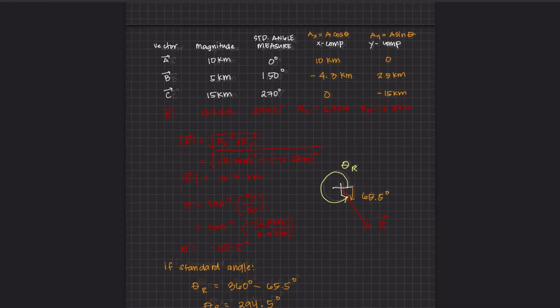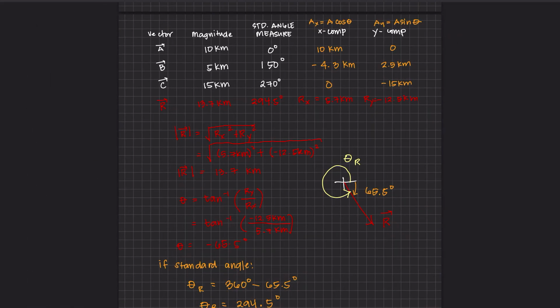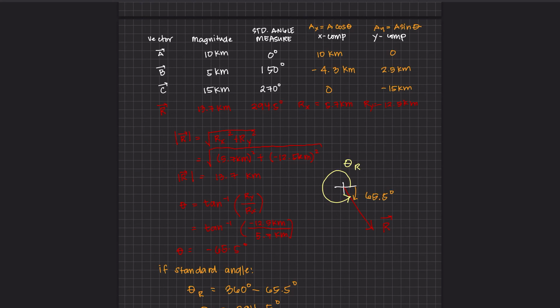So that's how you add your vectors. This is vector addition using component method. Okay. There are instances also that you don't want to make use of a table. That's fine, but just show your solutions clearly and completely.